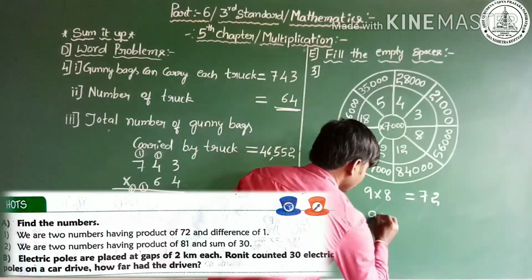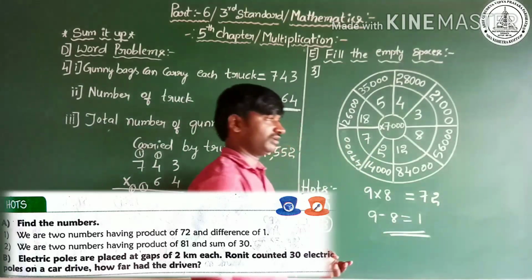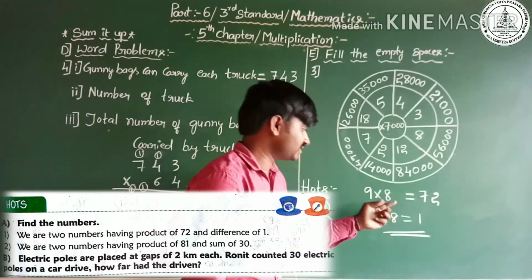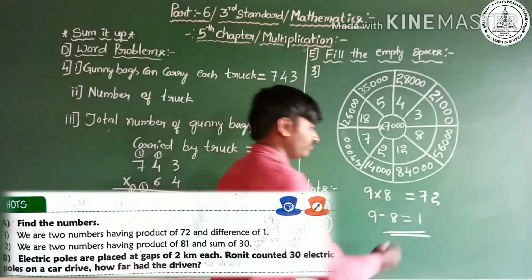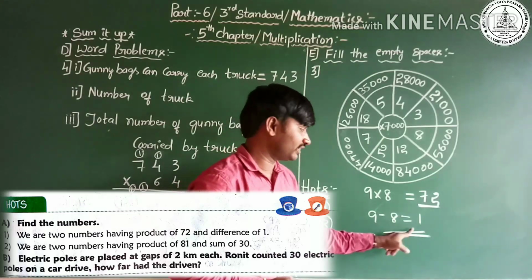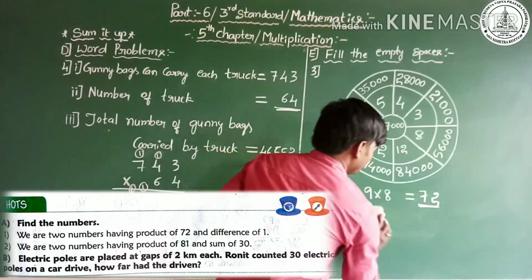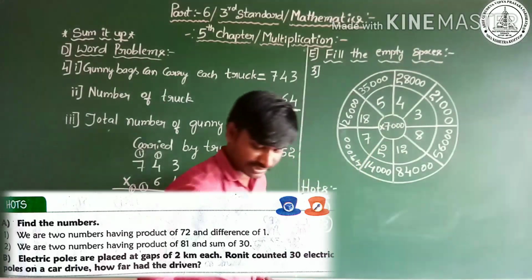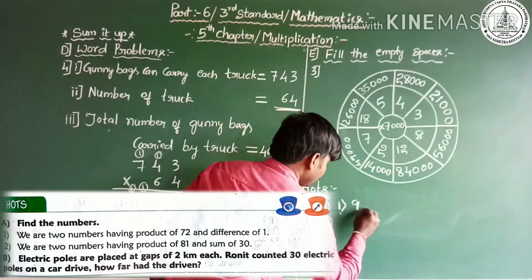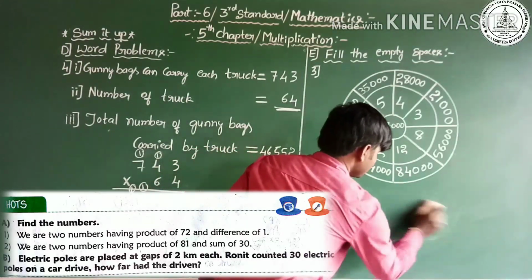The next, 9 minus 8. We subtract, we get difference 1. Yes, dear student, that's correct. 9 into 8, we multiply, we get product 72. That's clear. The next, 9 minus 8, you subtract, you get the difference 1. So the two numbers are 9 and 8, that is the answer. Yes, dear student, first one is 9 comma 8, the given two numbers.